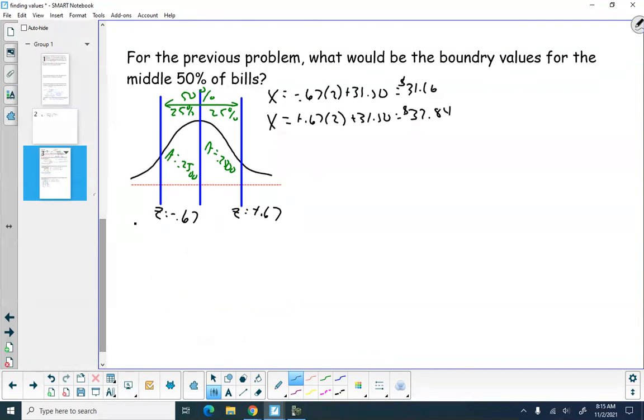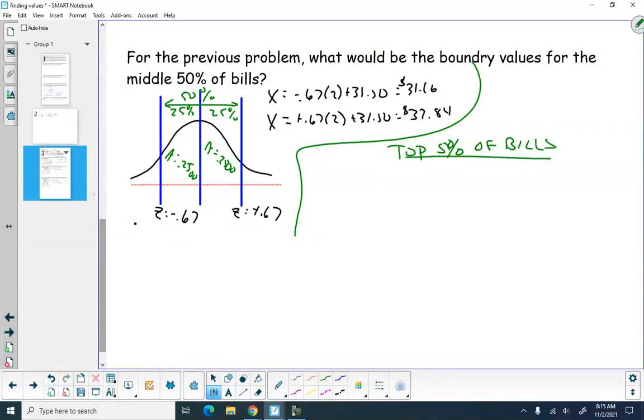What if you want to show you're the big spender, and you want to show you're in the top 5% of the bills, which means you're trying to show off: I'm the big spender. Top 5% of the bills.